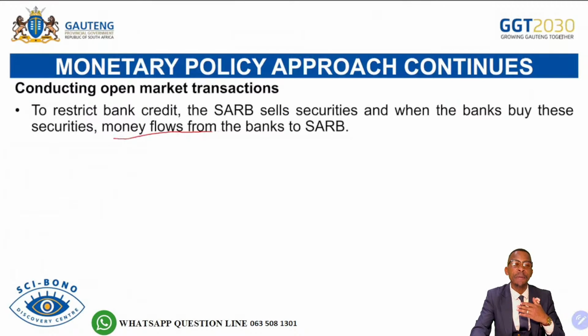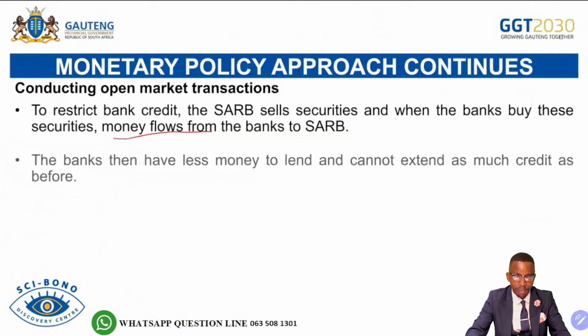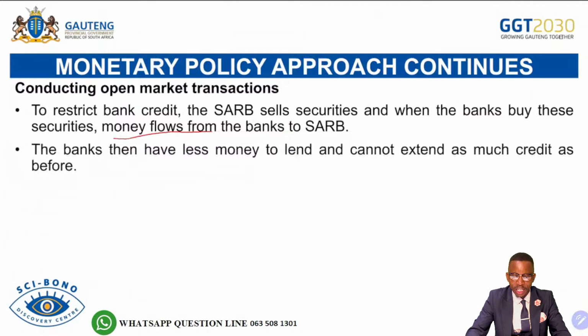So when the central bank is selling bonds or shares or financial securities or government bonds to commercial banks, it is collecting money from circulation. Commercial banks will remain with less money, which will lead to them not giving more money as loans into the society, to households and businesses. That will decrease money supply. The bank then has less money to lend and cannot extend as much credit as before.